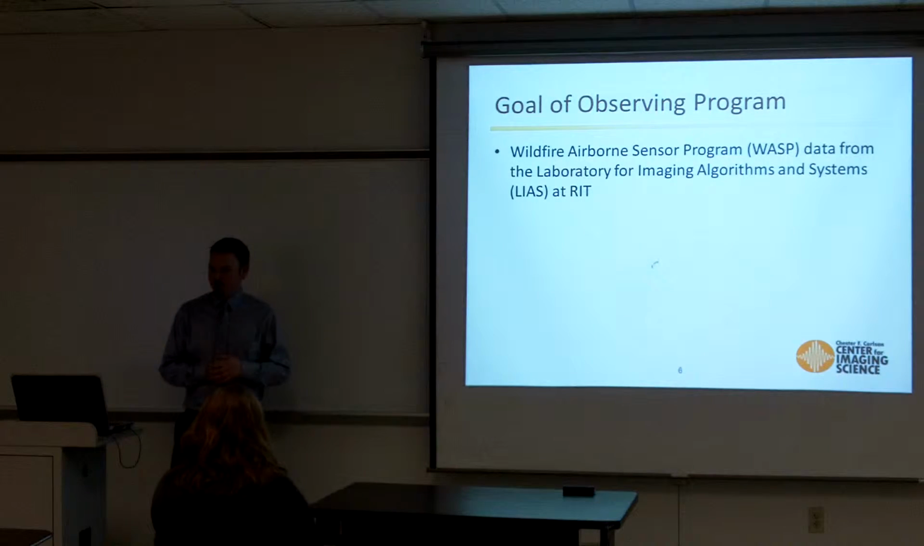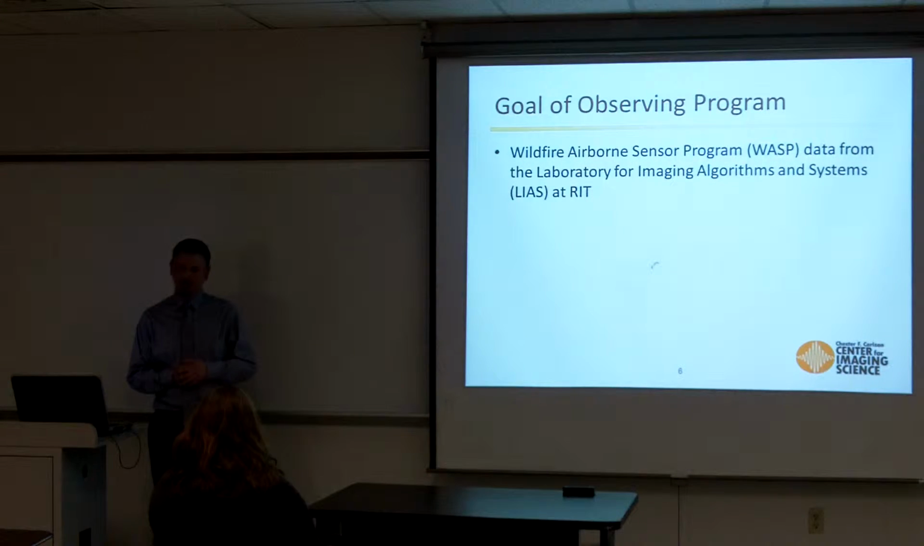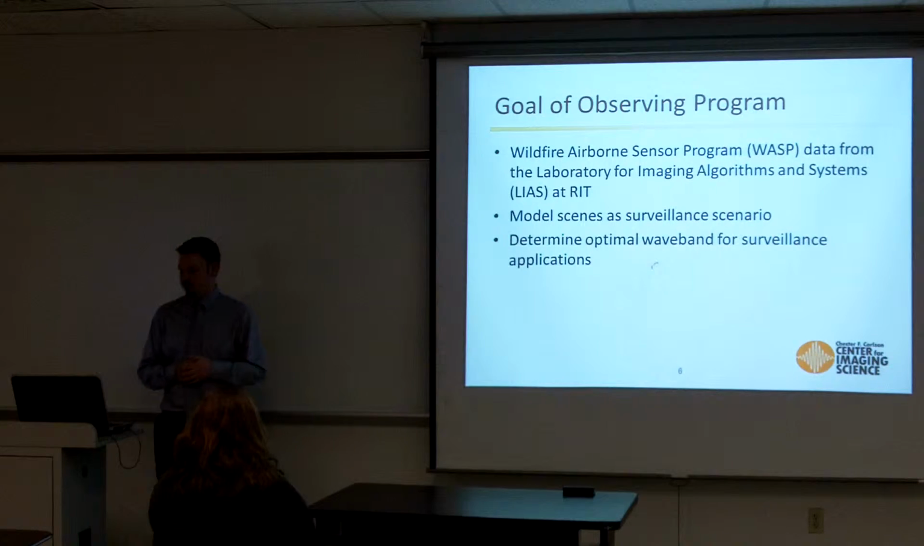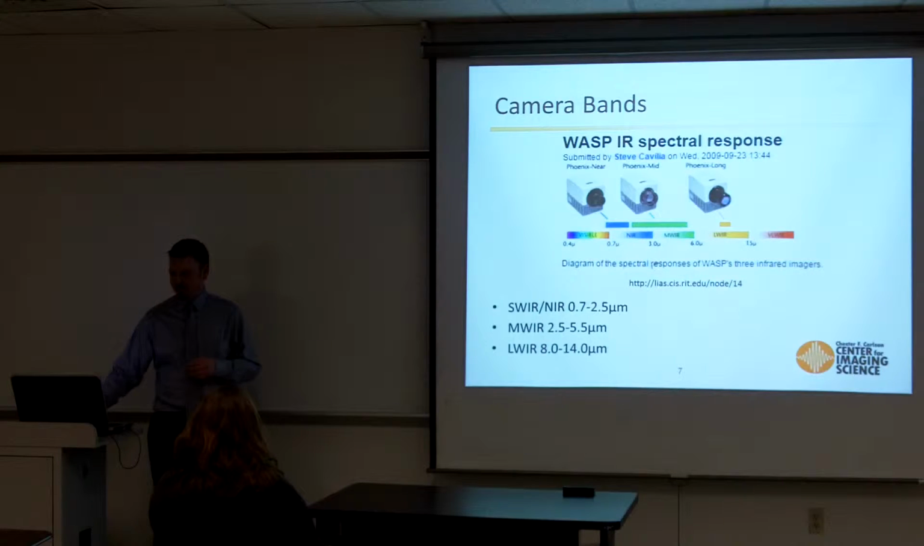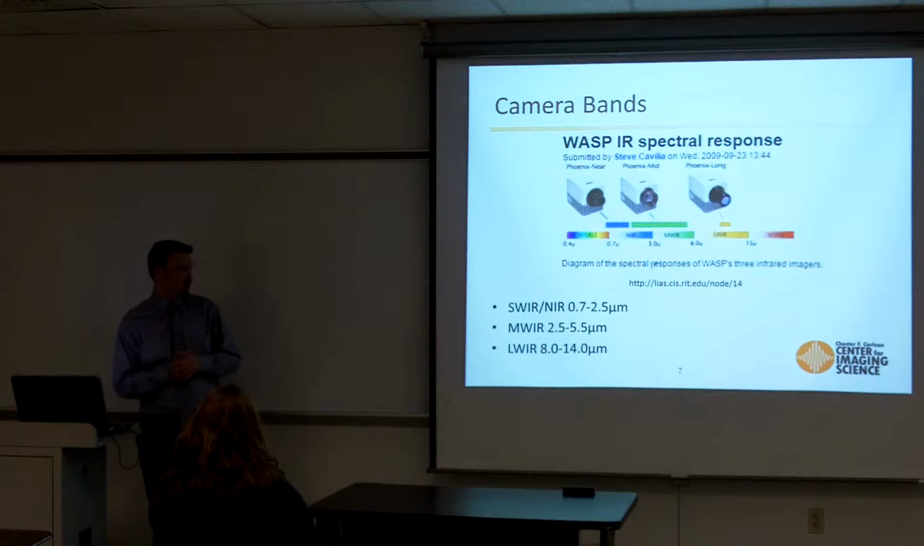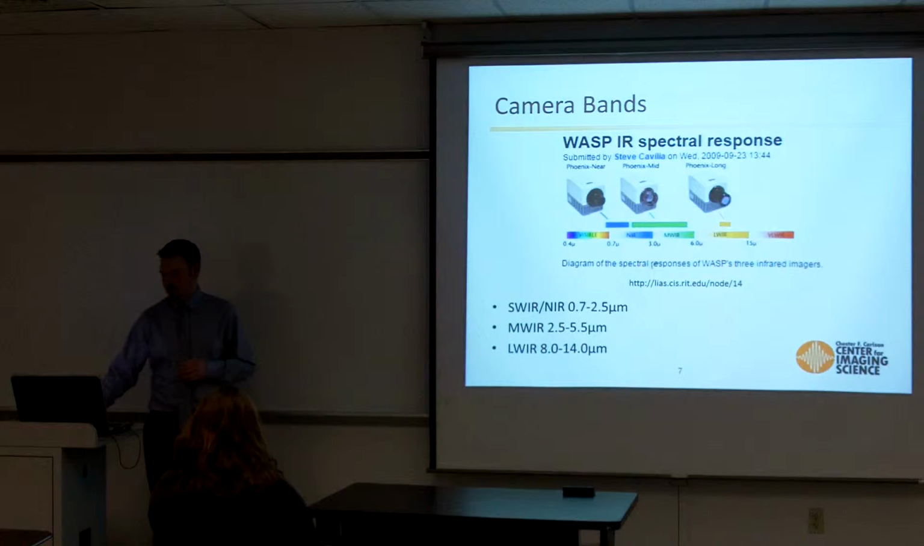So WASP is the Wildfire Airborne Sensor Program. We get the data from the Laboratory of Imaging Algorithms and Systems here at RIT upstairs. They model the scenes and I'm taking their scenes to model them as a surveillance scenario. And then from that, I would hope to determine an optimal waveband for surveillance applications. Just to give a little information on what WASP uses, they have 3 cameras, short wave, mid wave, and long wave. For my comparisons, I was only concerned with the mid wave and long wave, and not shown here, they also have a visible near IR camera on the system as well.